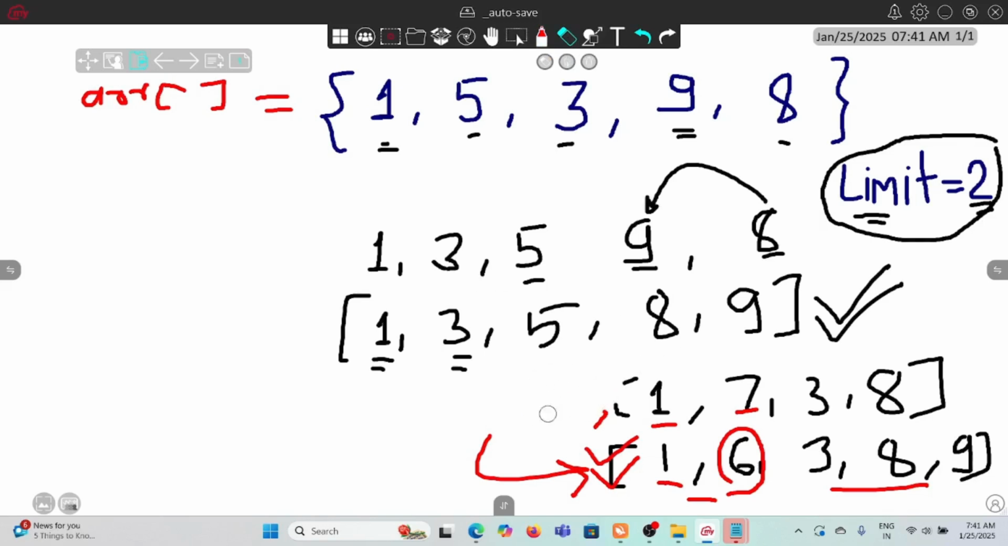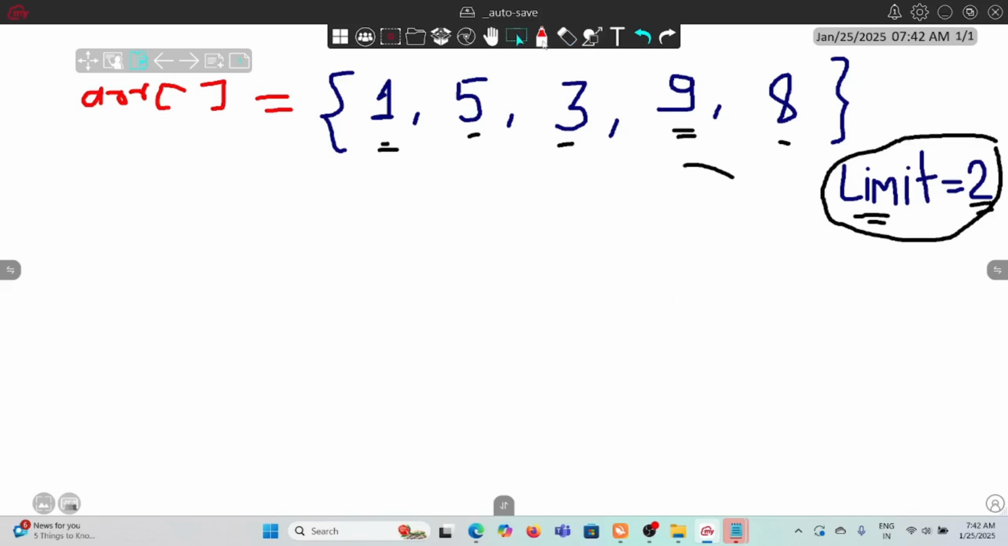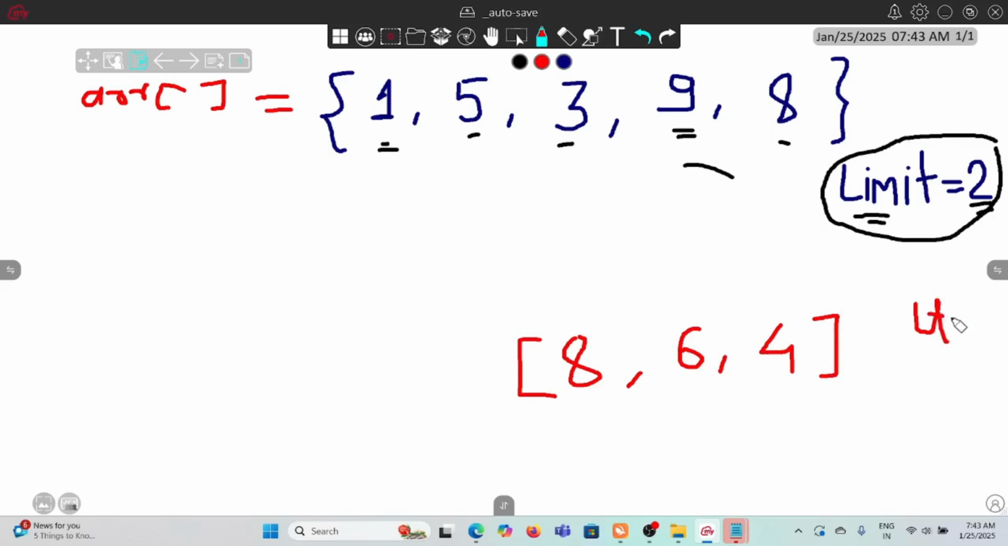Before going to the solution, I will tell you one thing. You remember in mathematics we have the transitive property: if A is greater than B and B is greater than C, then A would also be greater than C. Suppose we have a set of numbers like this. Let's say this is 8, this is 6, and this is 4, and suppose our limit is still 2. Now how would we do this?